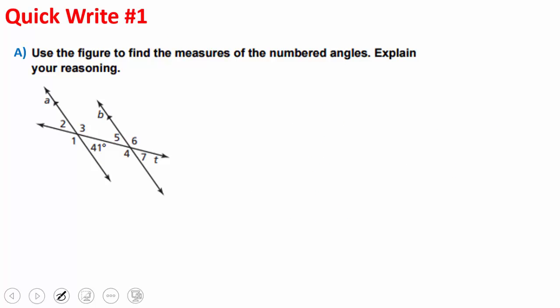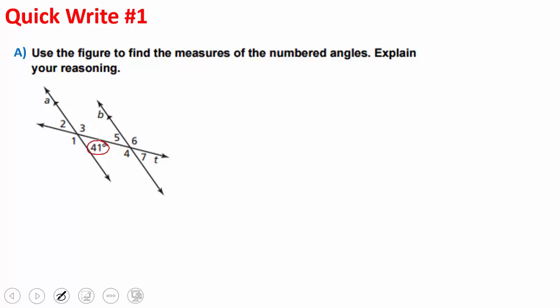Please, you might have to pause so you can draw this quick picture of parallel lines A and B cut by transversal T, and you're going to find the measure of all 7 of those angles, knowing that this one angle right here is 41 degrees. So if you need to pause for a second, great. Get that drawn. It doesn't have to be perfect.